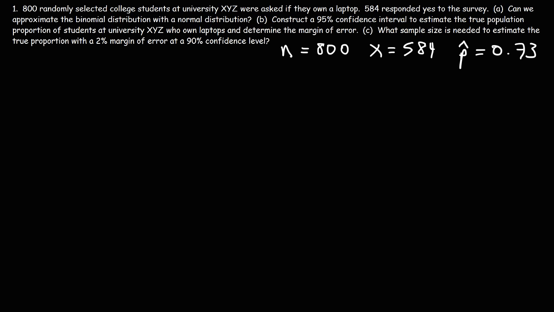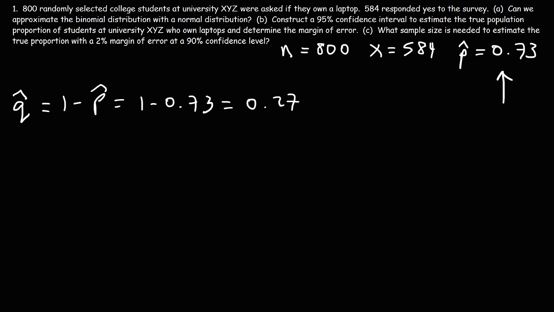But what's our first step here? What should we do? First, we need to calculate q hat. p hat represents the proportion for the number of successes. q hat represents the proportion for the number of failures. q hat is 1 minus p hat. So that's 1 minus 0.73, which is 0.27. So this tells us that 73% of the individuals in our sample responded yes to the survey. This tells us that 27% responded no. So those two numbers always have to add up to 1.